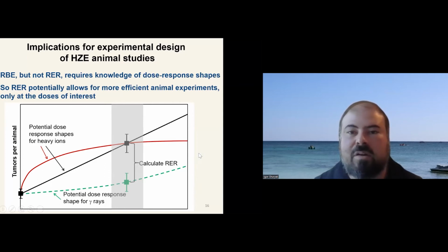But for RER, potentially you don't need to have as much knowledge of the dose response, because if you're interested in the risk at a specific dose or dose range, which is marked, say, by gray here, you just need a gamma ray estimate and an ion estimate, and you can divide one by the other to calculate the risk.